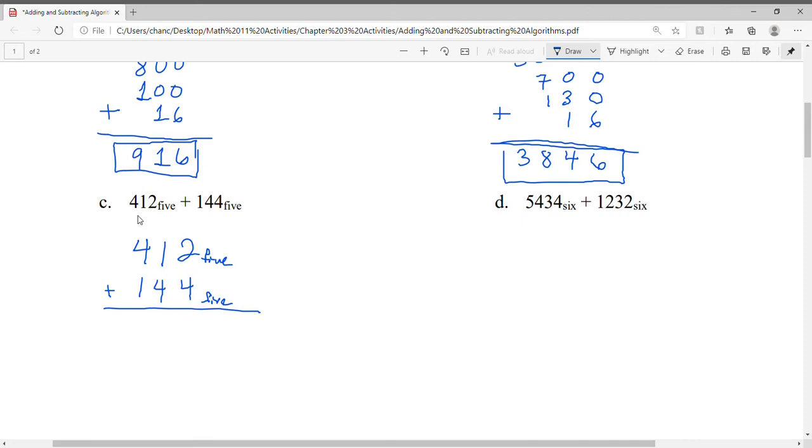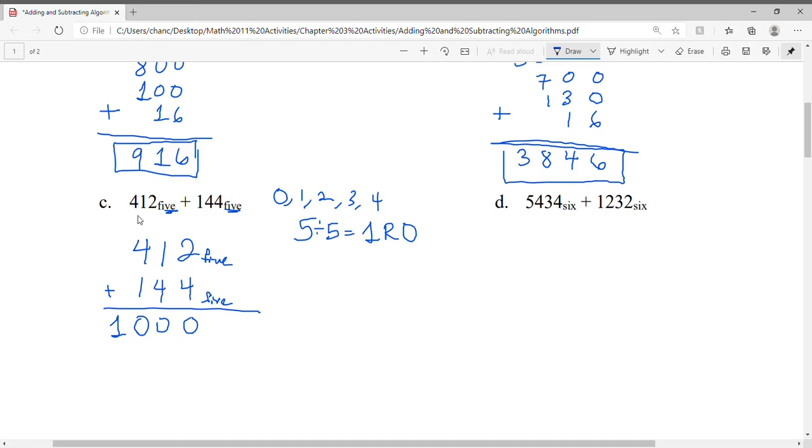4 plus 1 gives us 5. But remember, this is base 5. 5 does not exist in base 5. The only numbers are 0, 1, 2, 3, and 4. So we'll have to divide 5 by 5, and I get 1, remainder 0. So this means 4 plus 1 is actually 1, 0 in base 5. So it's just 1, 0 in base 5.